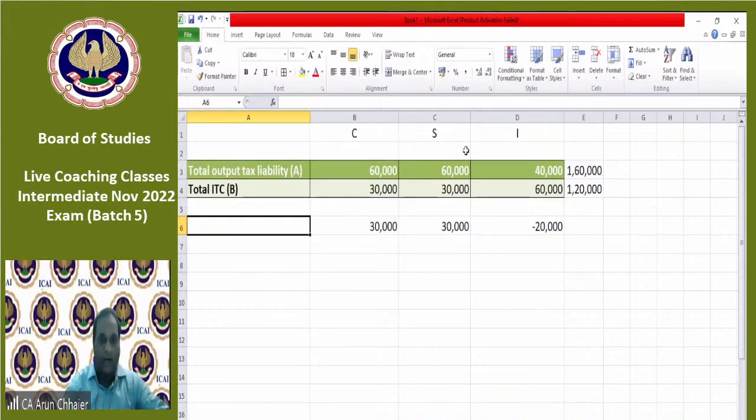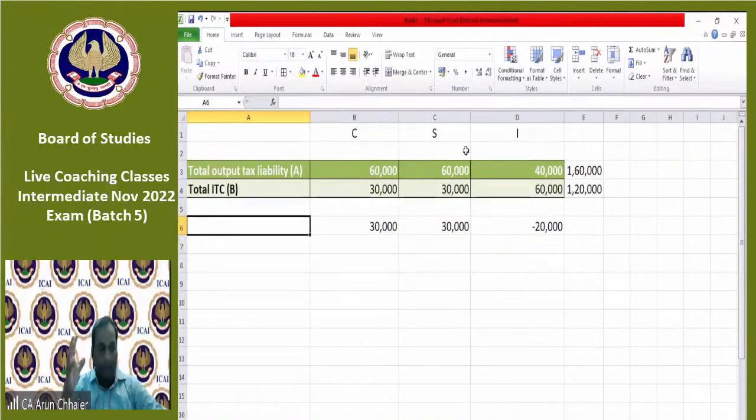Now, this is the last part which we are discussing. Again, we'll do a 5 or 10 minute quick revision of the chapter which we have completed. Kindly tell me the answer: ITC is 13 in C, 13 in S, and 60 in I. How much liability will I pay in cash toward the CGST?